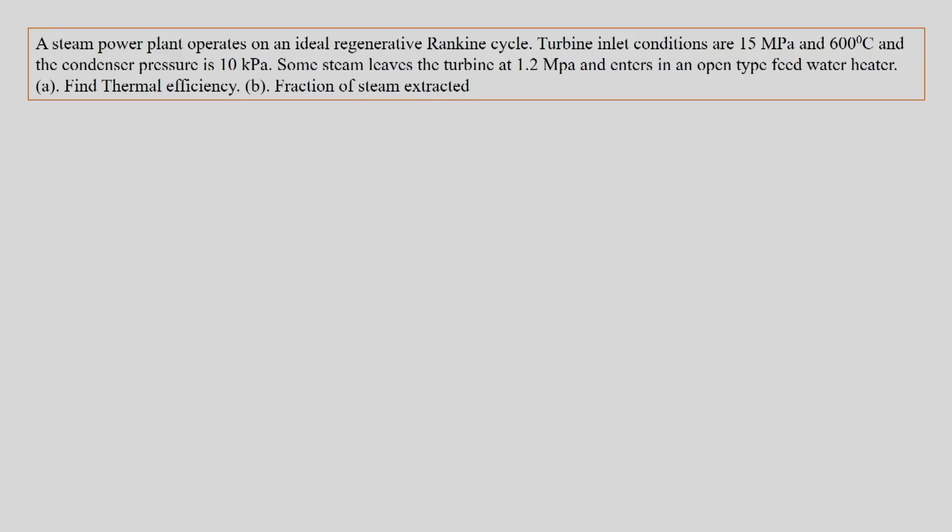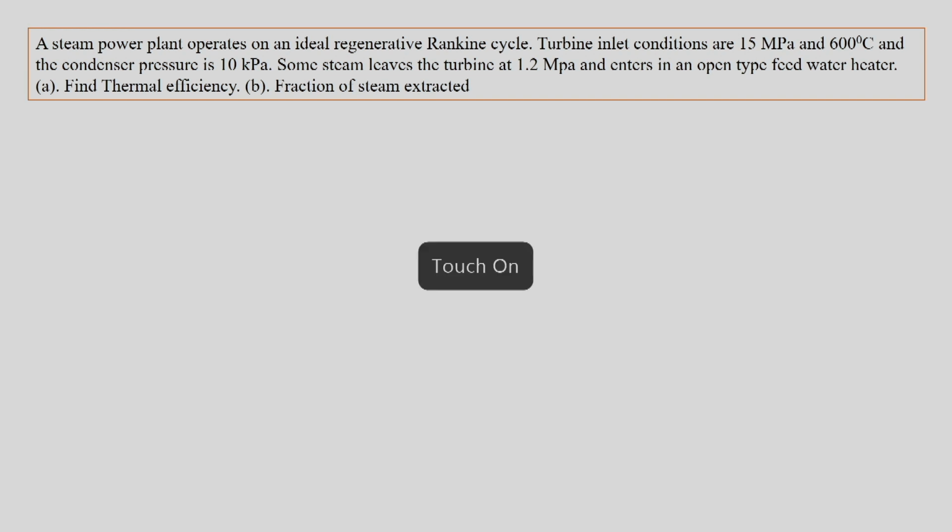So, the first example reads as follows: a steam power plant operates on an ideal regenerative Rankine cycle. Turbine inlet conditions are 15 megapascal and 600 degrees Celsius. Condenser pressure is 10 kPa. Some steam leaves the turbine at 1.2 megapascal and enters an open type feed water heater. Find thermal efficiency and fraction of steam extracted.